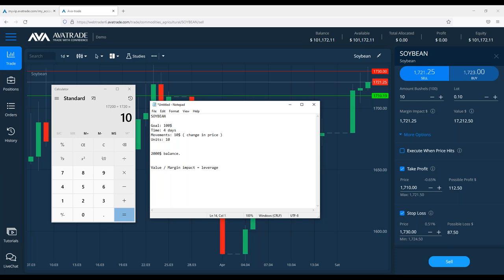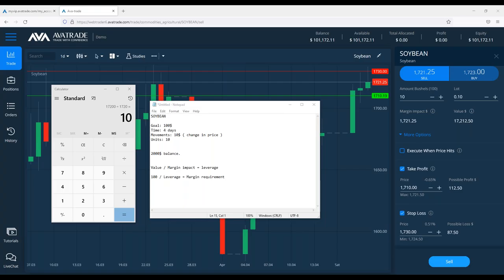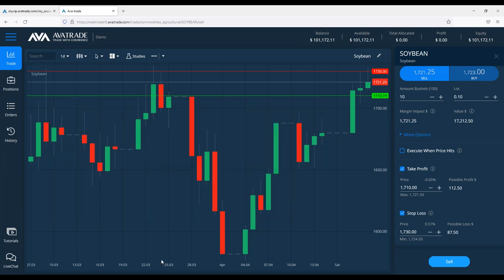Or if we divide 100 by leverage, it equals the margin requirement. The requirement is a percentage of the value. That means this 17K is not something that I have to have in my balance. I can actually have only 10% of that, which is this number.